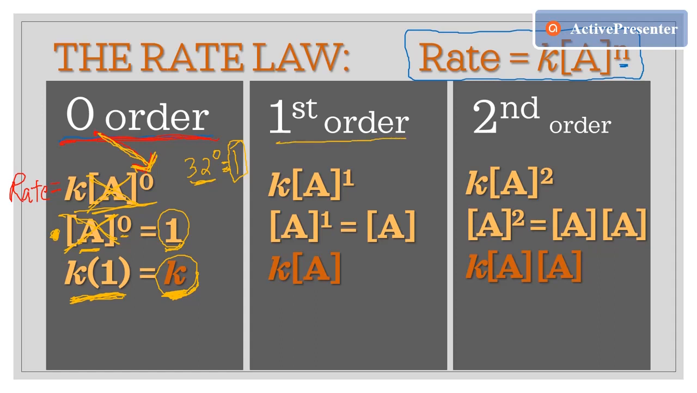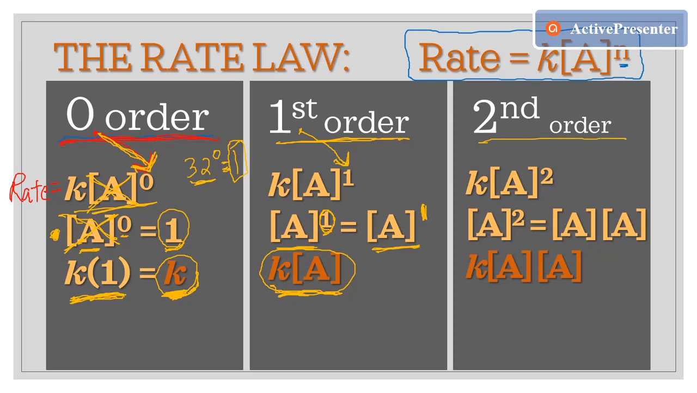Now for first order, the rate formula would be K times the concentration of A, and since it's first order, the exponent here is going to be 1. And the concentration of A raised to the 1 power is just plain old concentration of A, so we don't have to put that 1 there, it's implied. So your rate law for the first order is just K times the concentration of A right here.